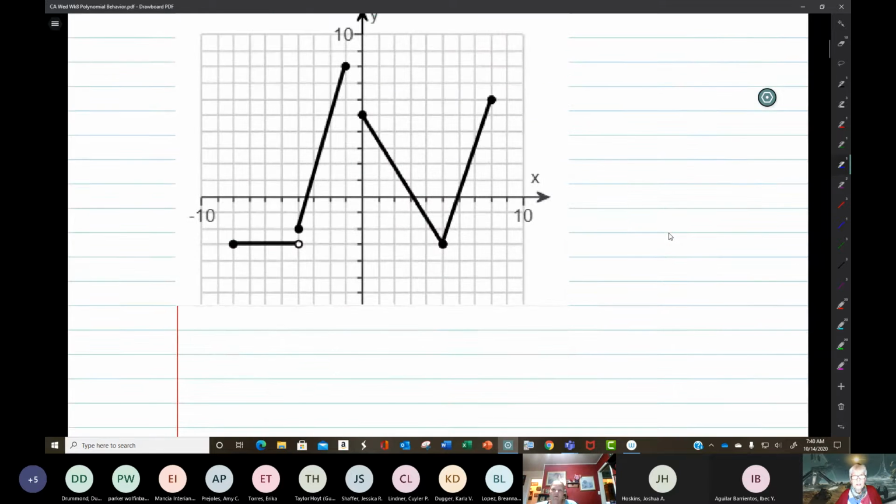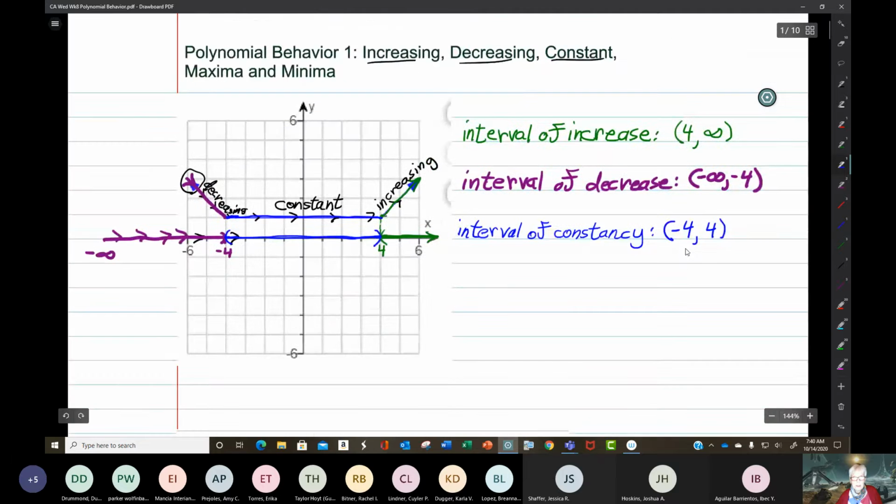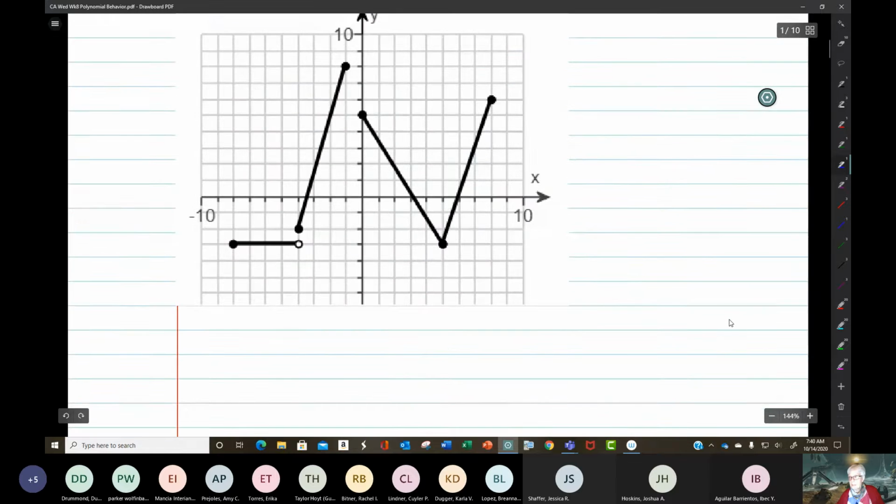Now, ooh, this one's more complicated, but we have the same questions going on. Let's see. I'm going to do this left to right. Okay, decrease is red and constant is blue, so let's make constant blue. Here's the constant part of the graph. We have a solid dot here. And then we have an open dot here.